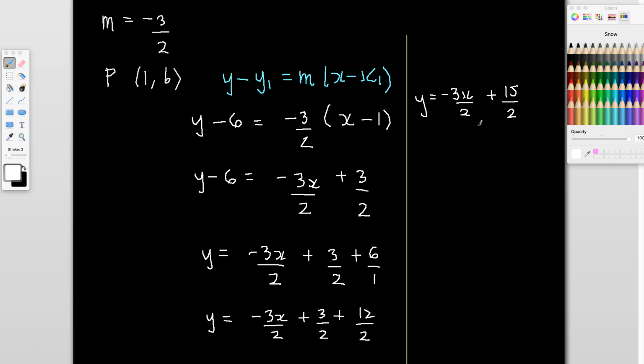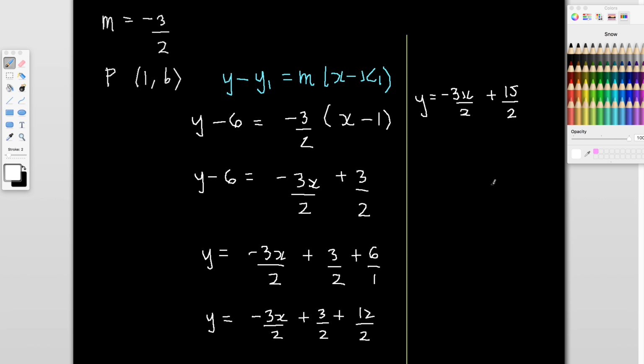Now, of course, what I can do to check is I can substitute this value into my rule. So substitute the y value is 6, the x value is 1, and I can check that that actually works, and it should. If y is 6 and x is 1, that'd be negative 3 over 2 plus the 15 over 2, so that's going to be 12 over 2, which is 6, so it does work. Okay, I will show you one more before I finish up this video.